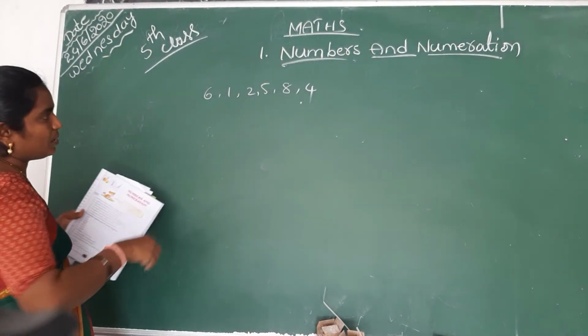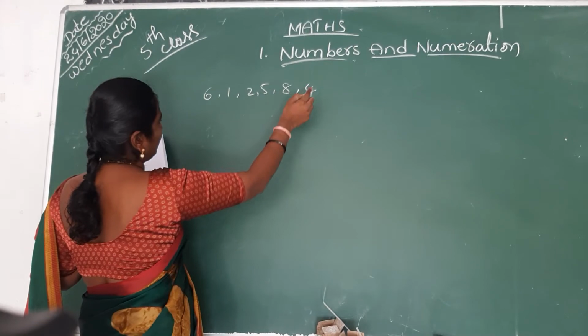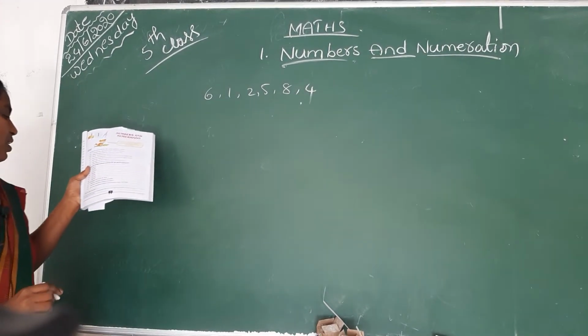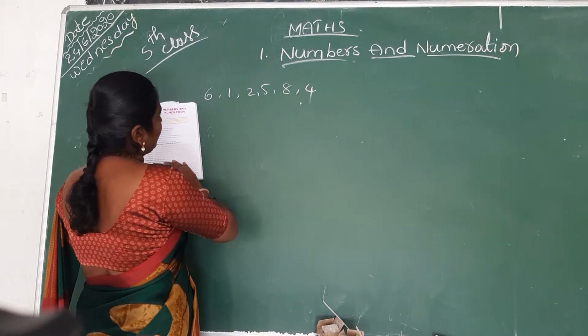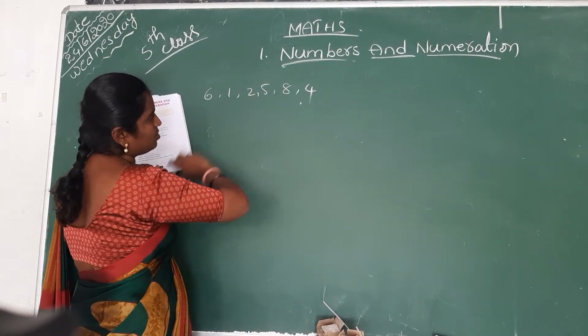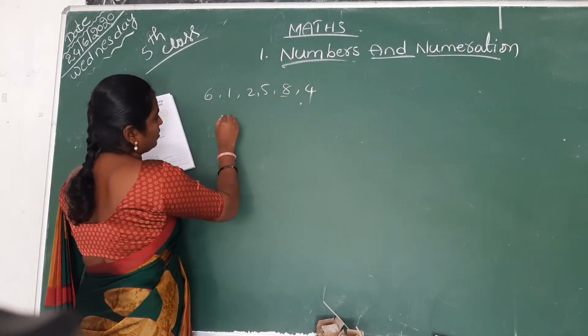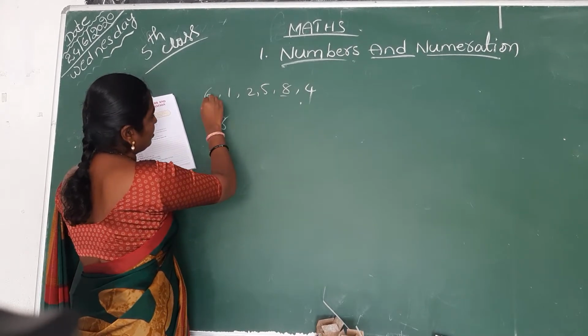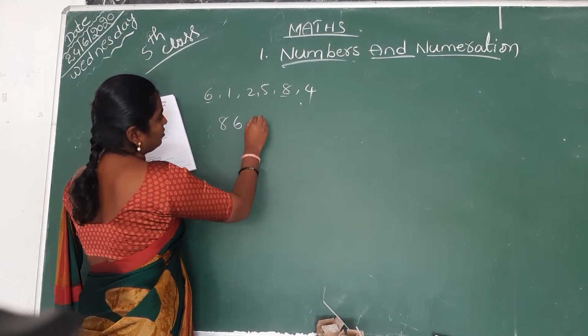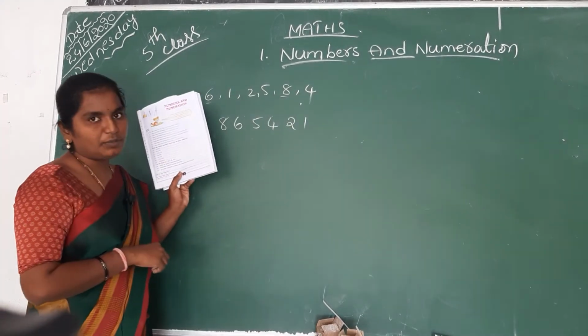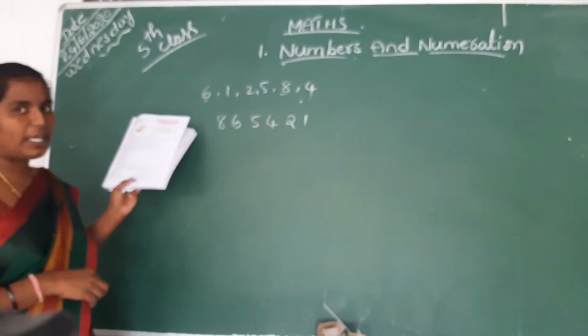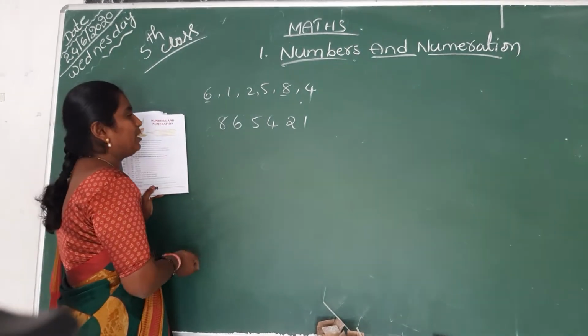Here some digits are given: 6, 1, 2, 5, 8, 4. By using these digits, build the greatest number. The biggest digit is 8, next 6, after that 5, next 4, 2, 1. If we want the biggest number, we have to write the digits in descending order, then only will we get the biggest number.